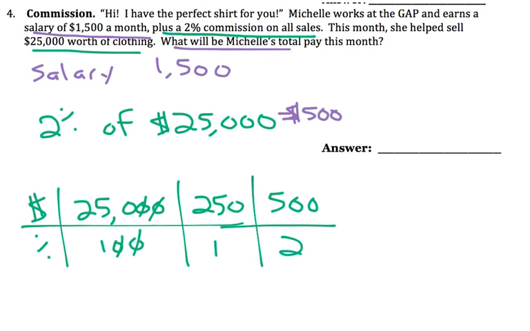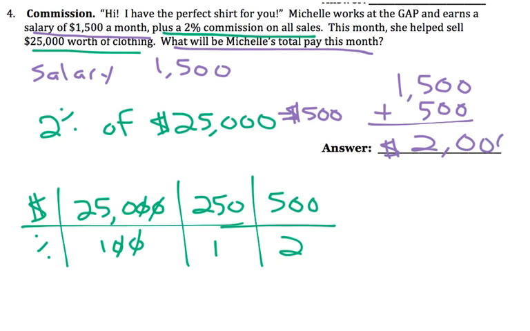And now, what will be her total pay this month? Well, she gets that salary no matter what, and now she also gets this commission. So she's taken home $2,000 this month.